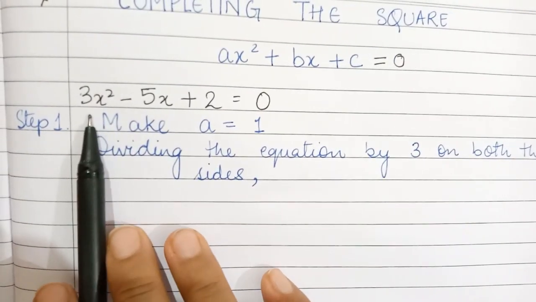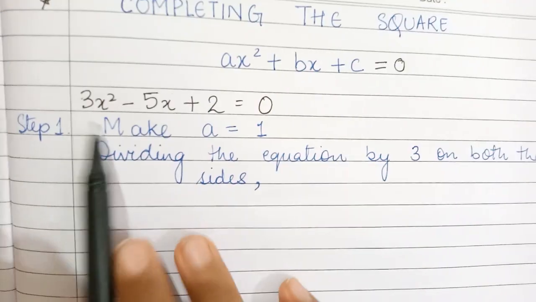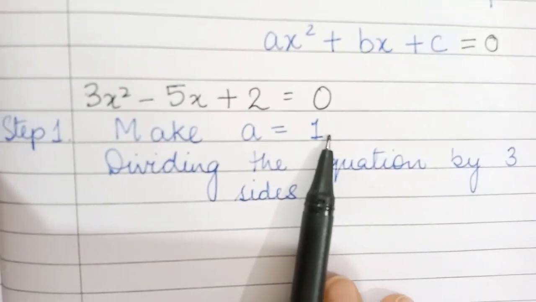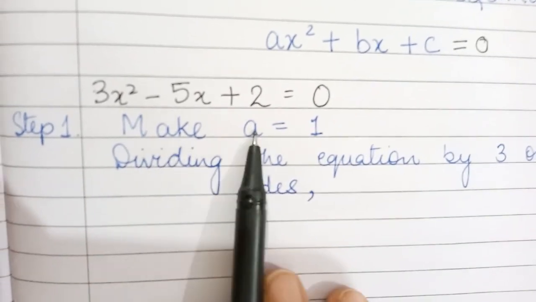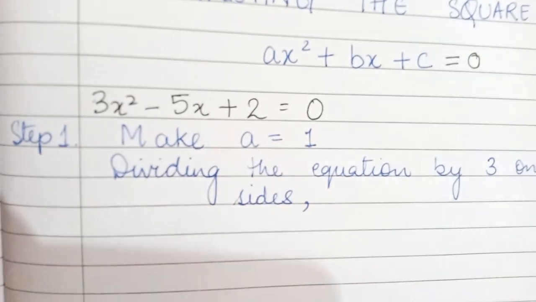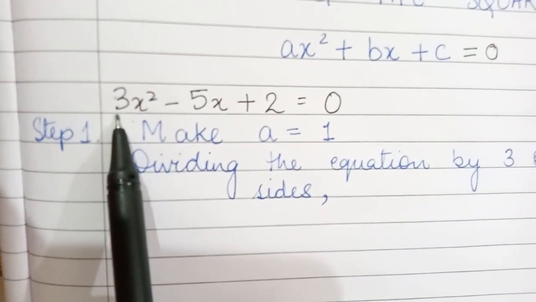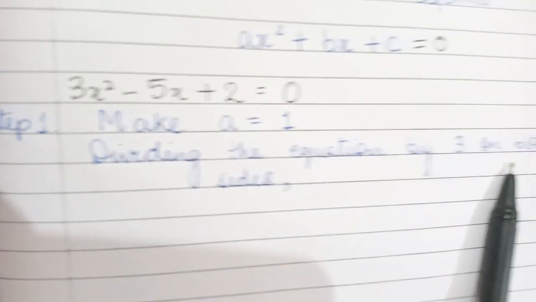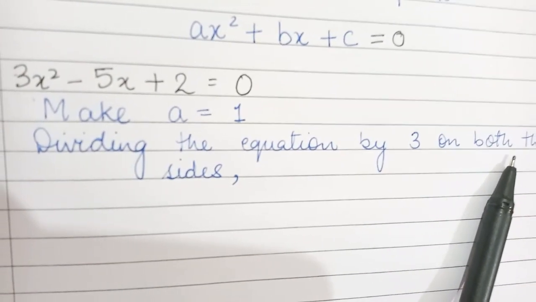I have taken an example over here, a quadratic equation 3x square minus 5x plus 2 equals 0. Now the first step is to make a equal to 1. A is the coefficient of x square. Over here the coefficient of x square is 3. So what are we going to do? We are going to divide the whole equation by 3 on both sides.